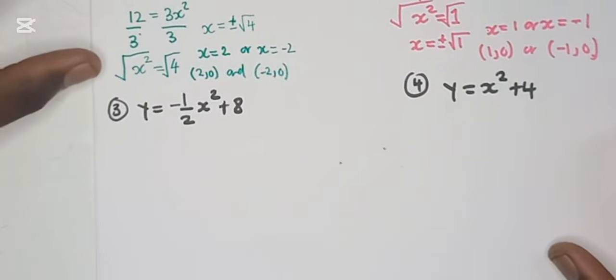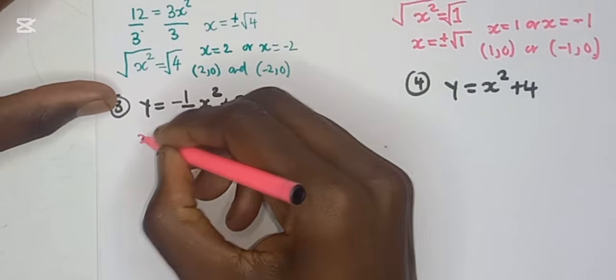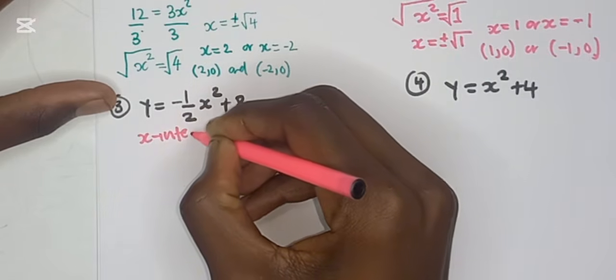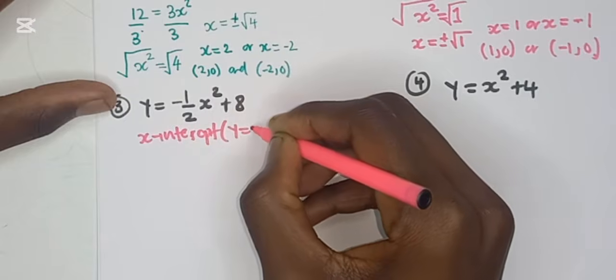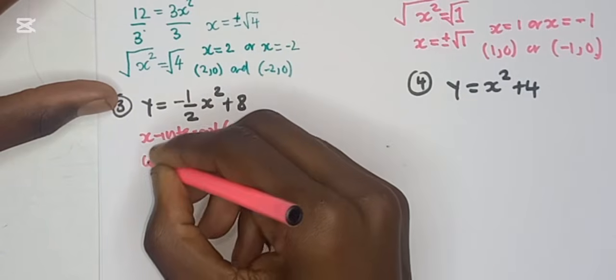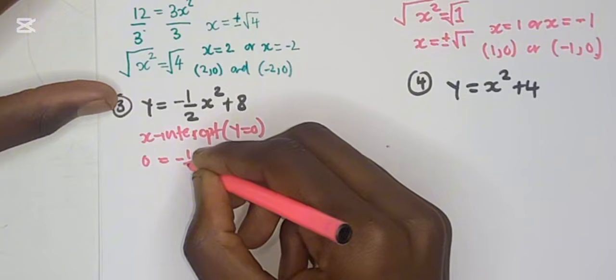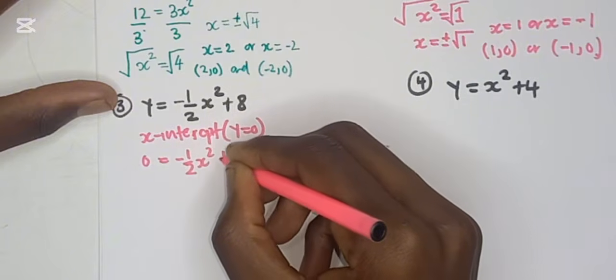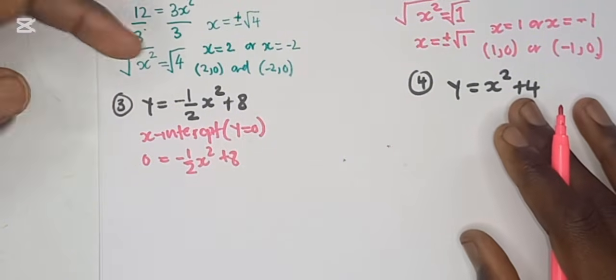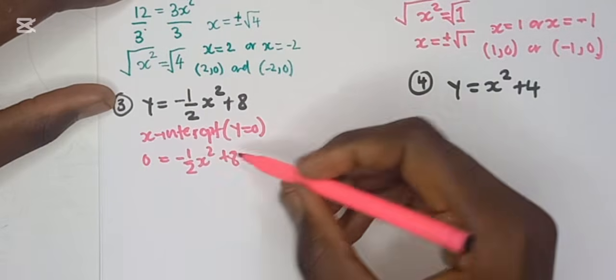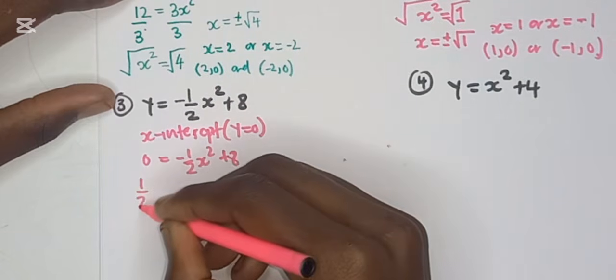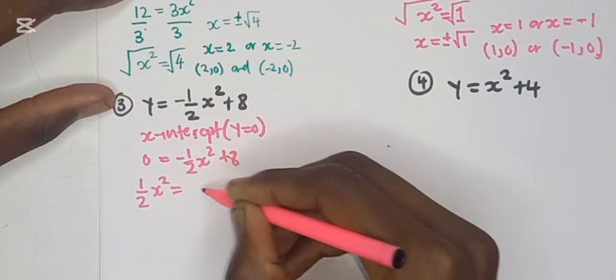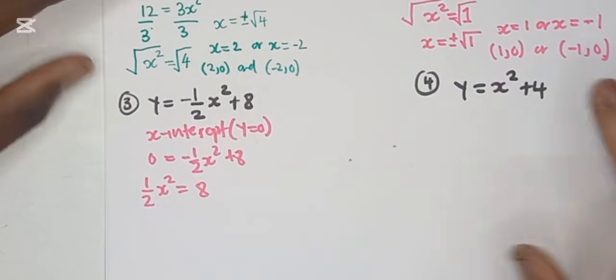Now let's take a look at the third question. To find the x-intercept, we know that y has to be equal to 0. We want to put 0 here, and negative 1 over 2 x squared plus 8. From here on, I'm going to simplify. What I like to do is take this negative to the other side. It's going to be 1 over 2 x squared. You can do it in any way; it's still going to give you the same answer.